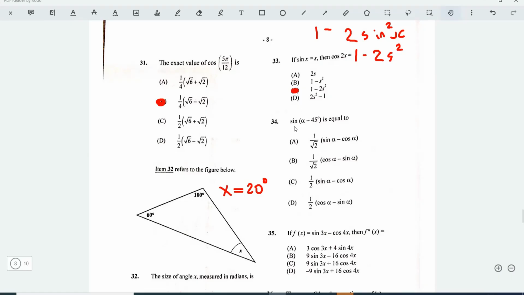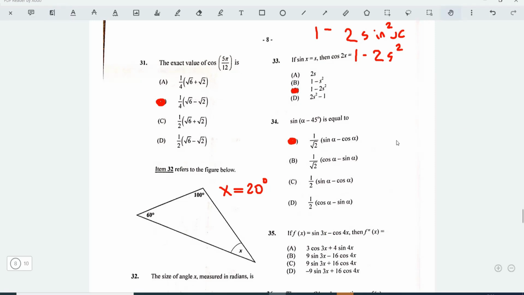Well, all you're doing is expanding this right here. But the first thing you have to know is that the sine of 45 is 1 over root 2. This repeats every year, so it's option A. This is a big repeat question.